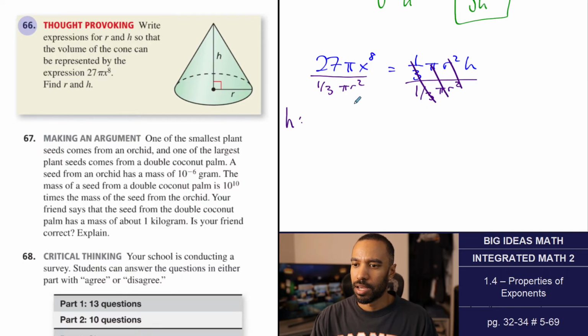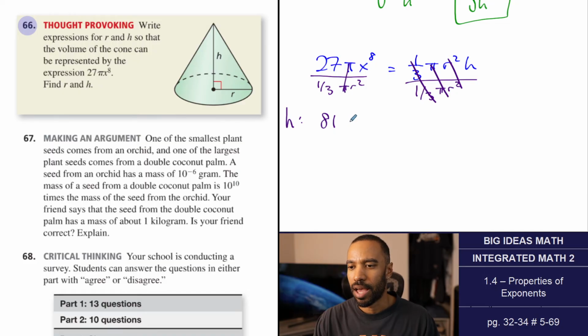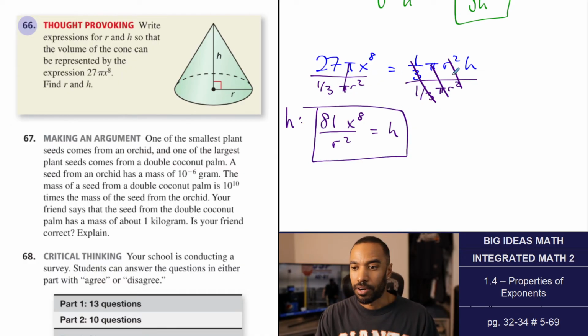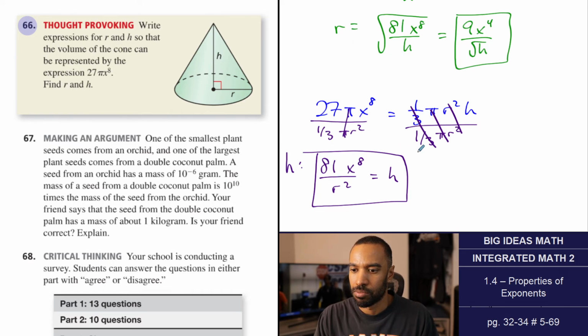So gone, gone, gone. And here pi is gone. 27 over 1/3 is 81. And you have x to the 8th over r squared equals height. And that's kind of all we'd say with that. It says find r and h. I mean, that's what they are to me.